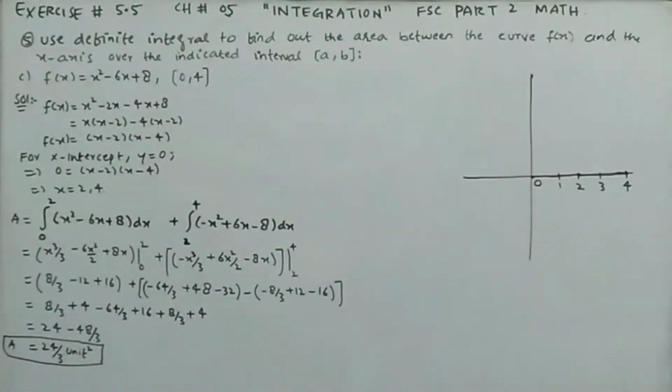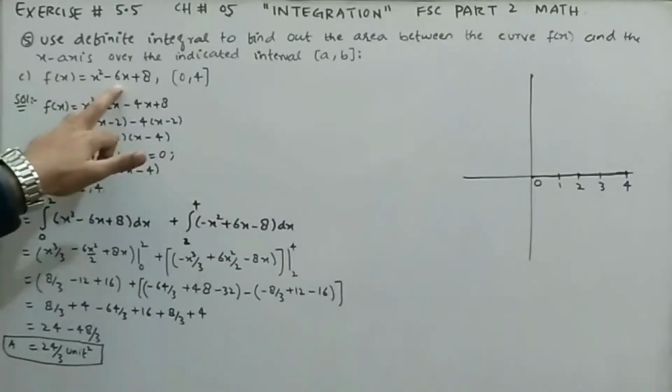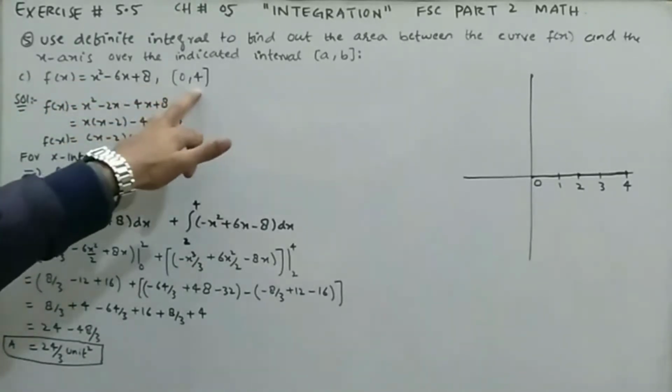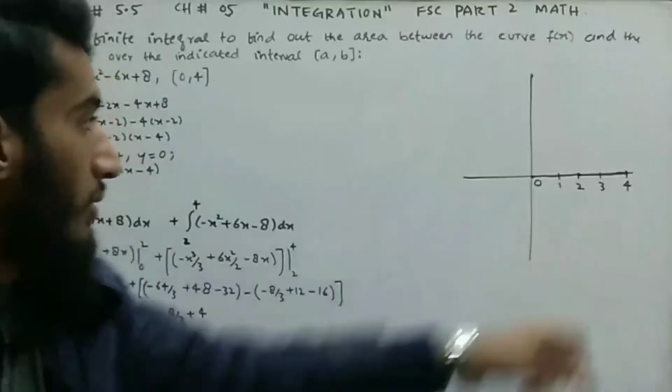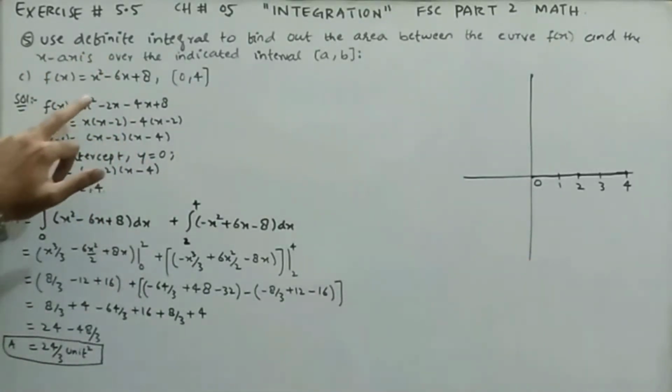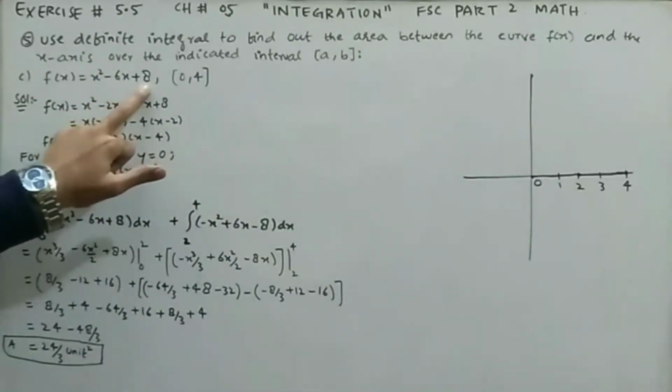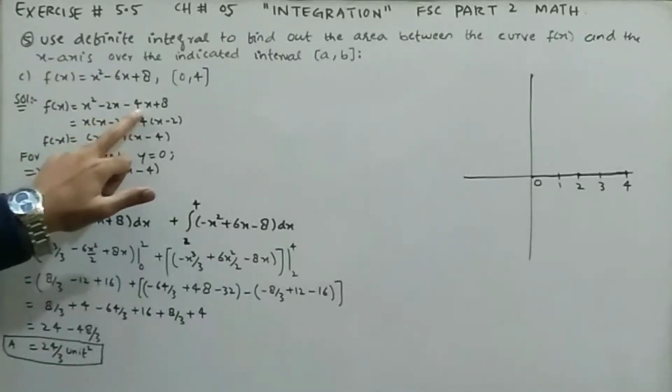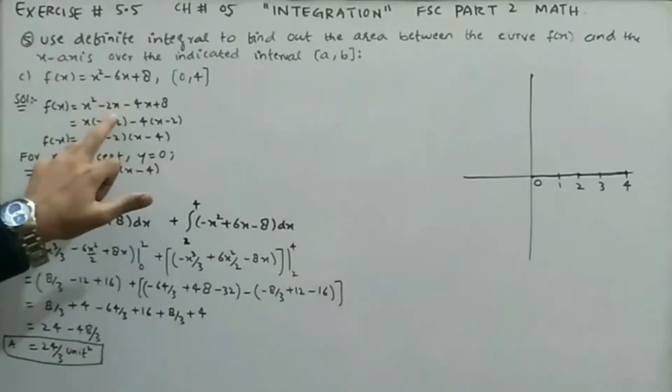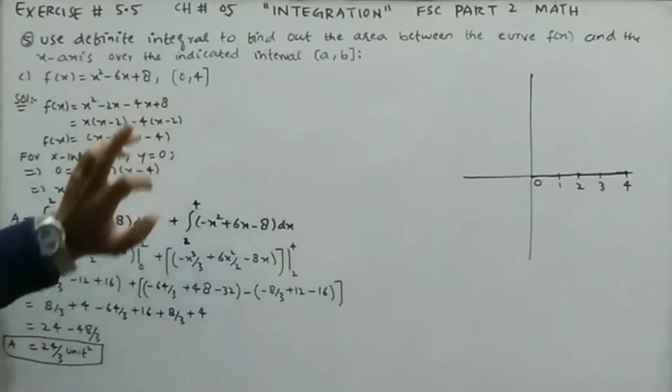Now move to the next part, part number C of the same question, number 5. f of x is equal to x square minus 6x plus 8, while the interval is from 0 to 4. Now after this, by factorizing x square minus 6x plus 8, minus 6x can be written as minus 2x minus 4x. 8 will come down as it is.